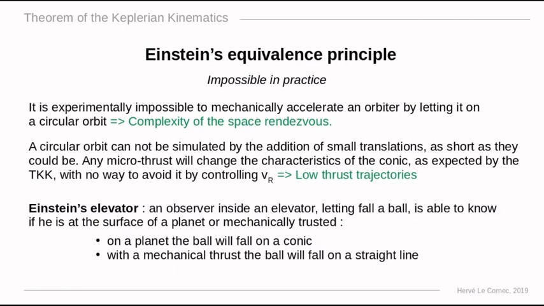And at last we have to say a word about Einstein's thought experiment of the observer inside an elevator. If the guy lets a ball fall, he will be able to know if he is at the surface of a planet rather than thrusted by a mechanical force. On a planet, the ball will fall on a conic, while with a mechanical thrust, the ball will fall on a straight line.